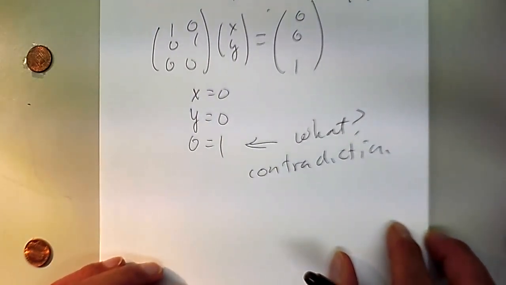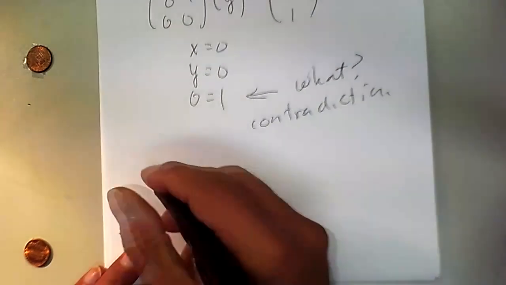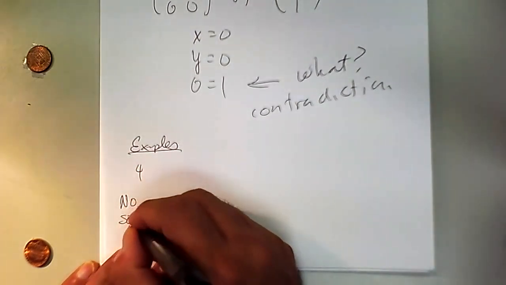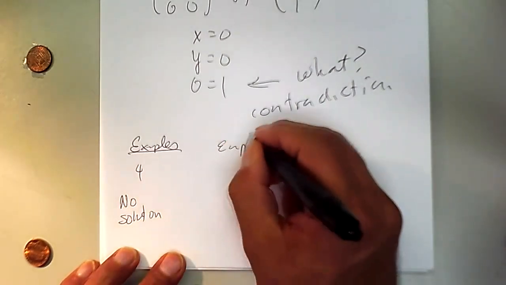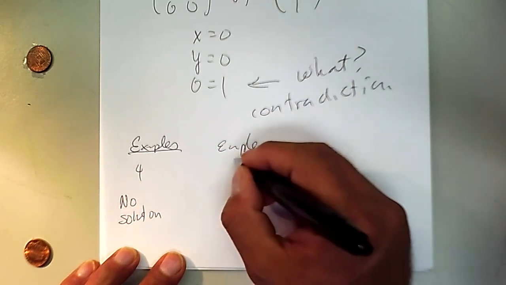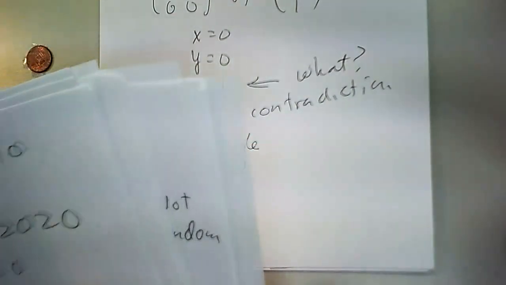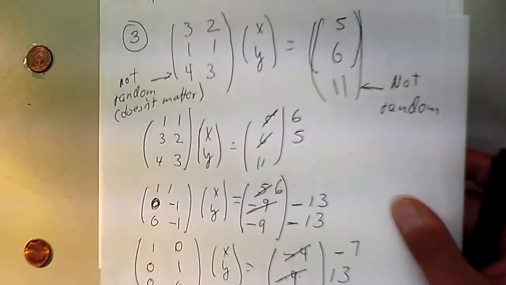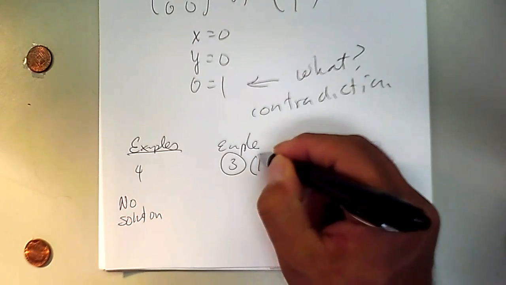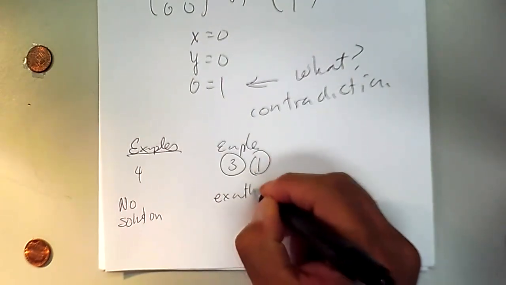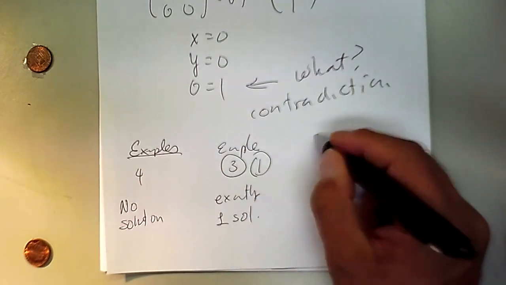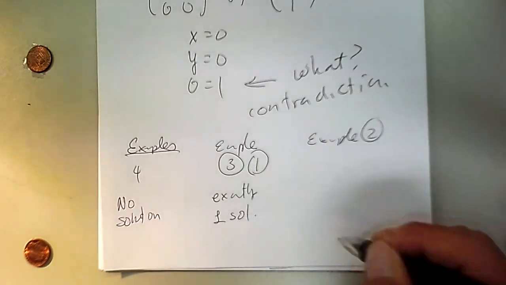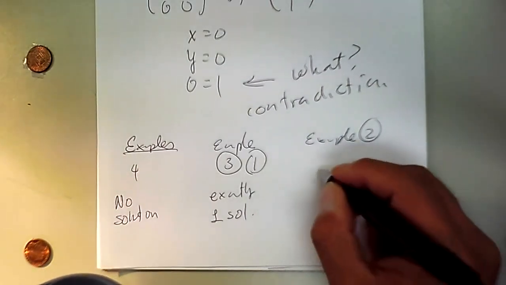So we can have no solution at all. Example 4: no solution. Example 3 and example 1 had one solution. They both had one solution. Exactly. One solution. Example 2, that's the one with the free variables, had infinitely many solutions.